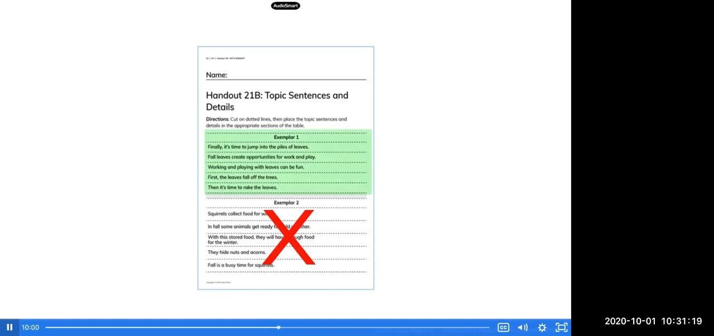Today, we'll only be working with the sentences in Exemplar 1. At this time, cut out the sentences on the dotted lines and place them on a table in front of you or on the floor in front of you, so you'll be able to move them around as we read together. Pause here to cut out the sentences in Exemplar 1, and then when you're ready, just hit play to continue.